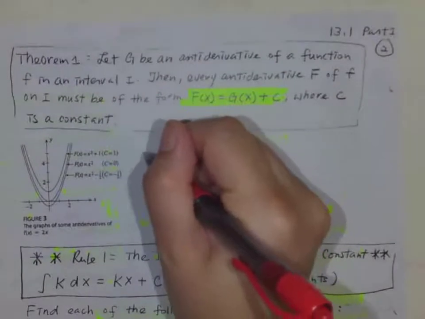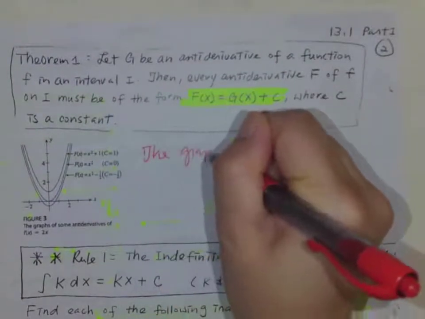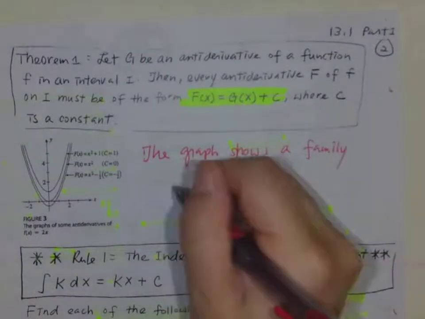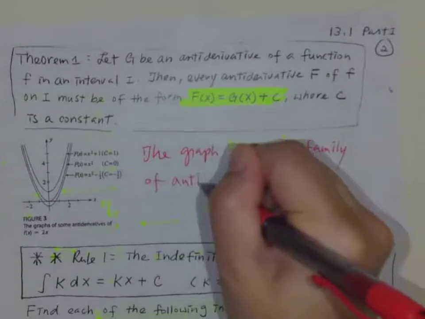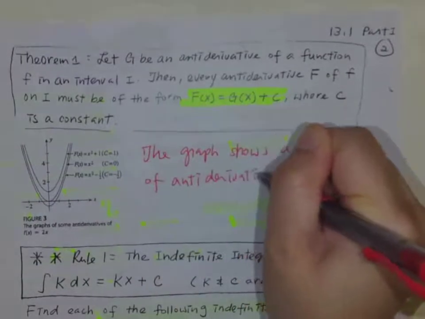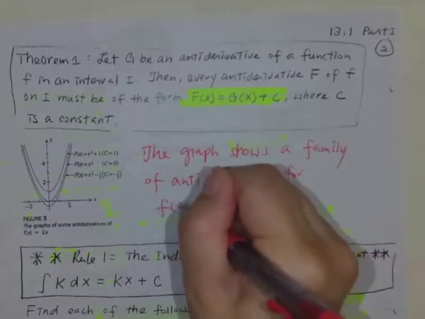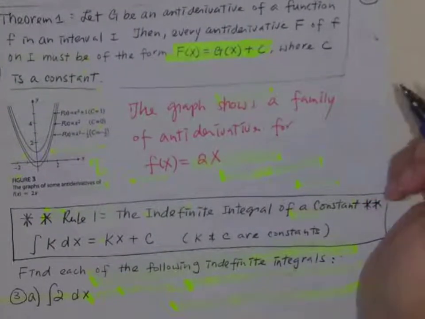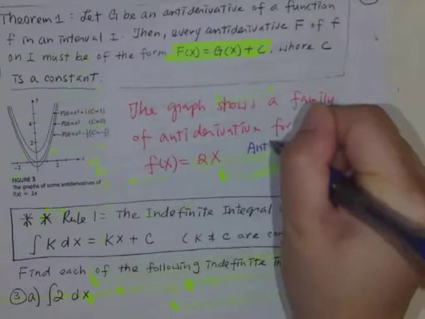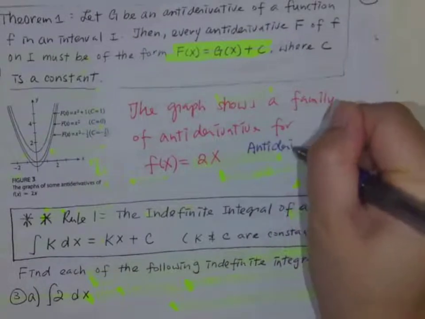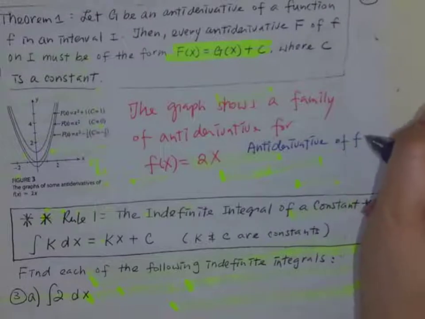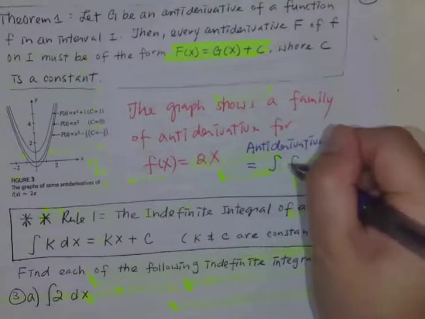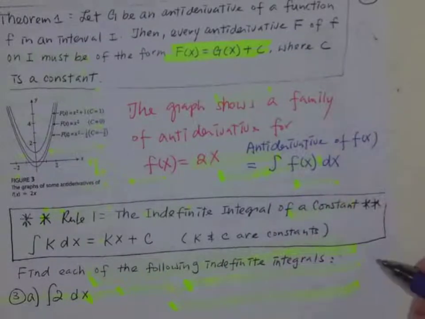So they say the graph shows a family of antiderivatives for f of x equal to 2x. So what they're going to do is they say the antiderivative of the function is going to be the integral of f of x, don't forget the dx at the end.